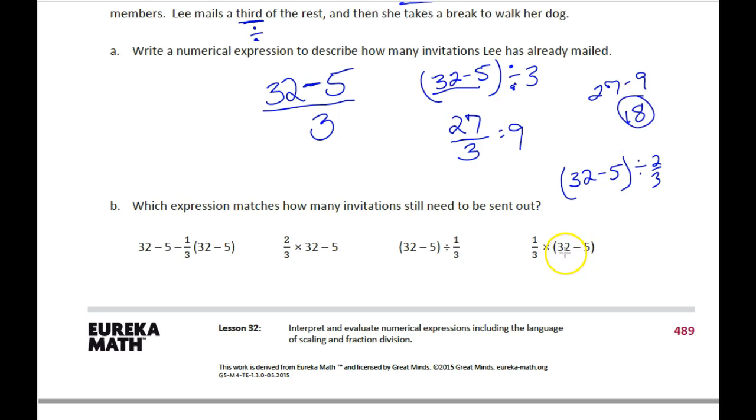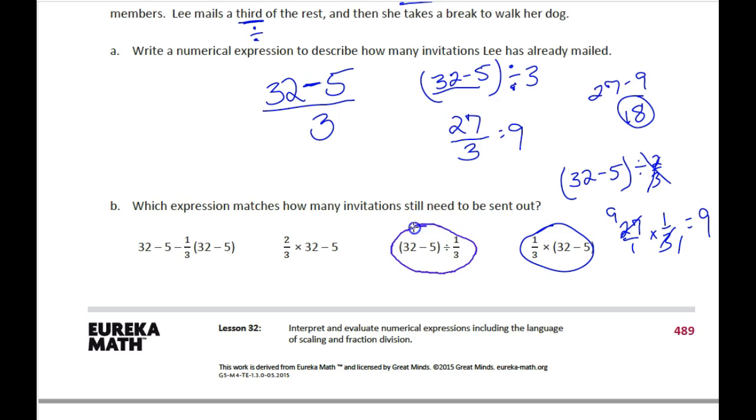So when we look at this and we go 32, take 5 away, you end up with 27. And then if we say 27 over 1 times 1/3, 3 goes into itself once, 3 goes into 27 9 times. So that matches what we got. So that must be true. Do you see my mistake here? I was thinking divided by 2/3, but it actually should be divided by 1/3. Like this one. If you take it and divide it by 1/3, you'll get your 9.